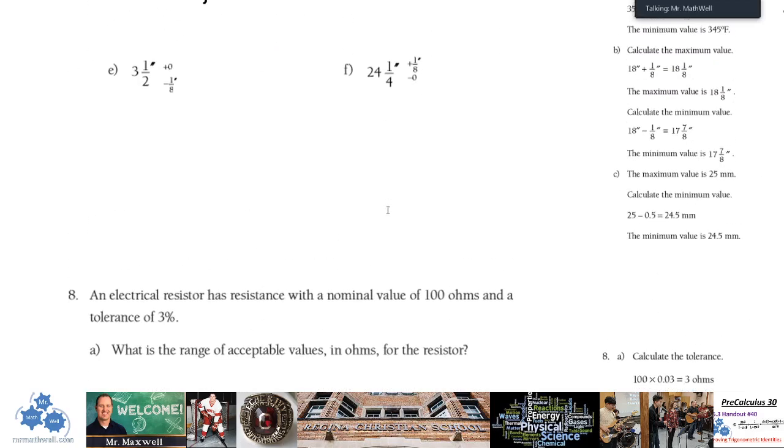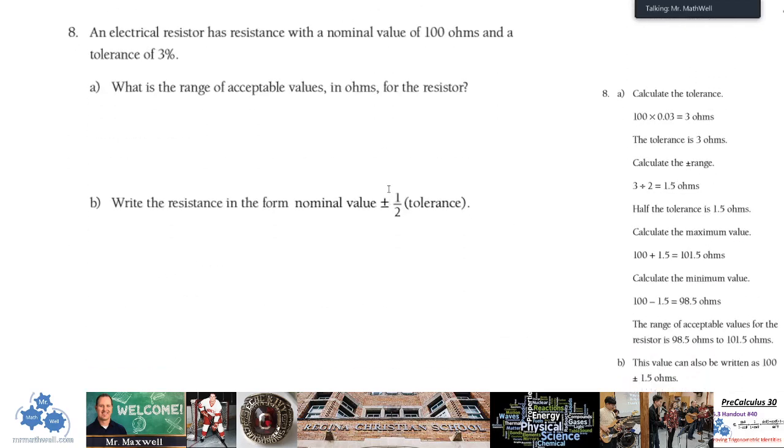We're almost done. I think this is the last question that I had planned for this part of the review. But an electrical resistor has resistance with a nominal value of 100 ohms and a tolerance of 3%. Now, when we talk about tolerances in terms of 3%, that shouldn't be too scary for you. Basically, all that is the acceptable range or the change would be 3% of your initial value. Okay, so what's the range?